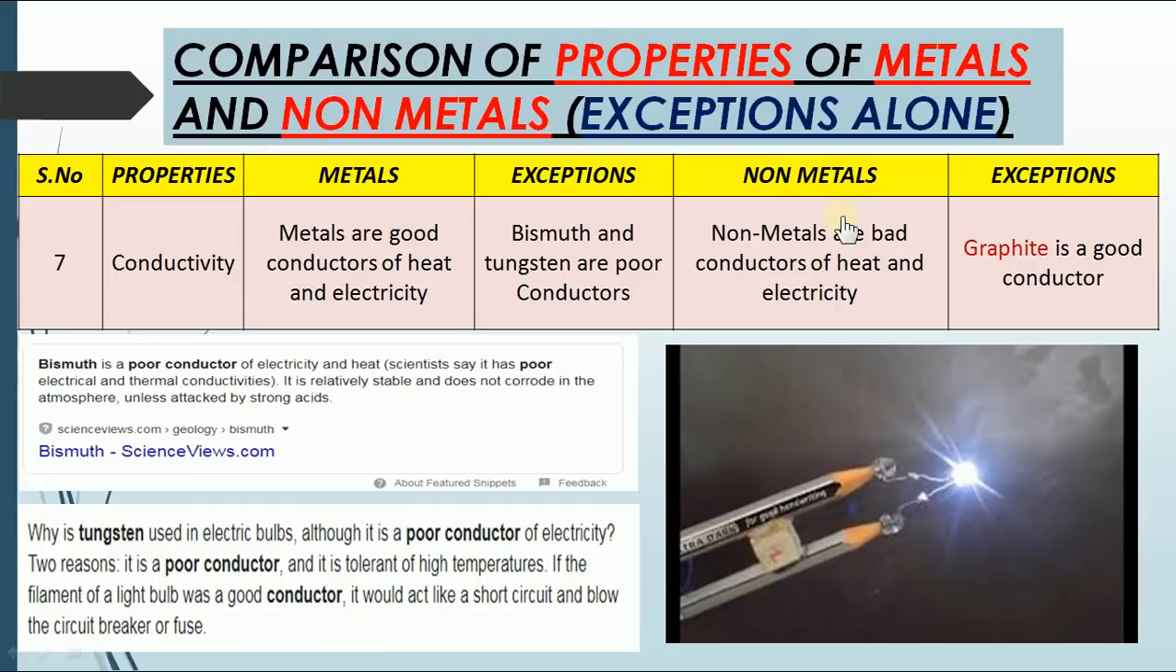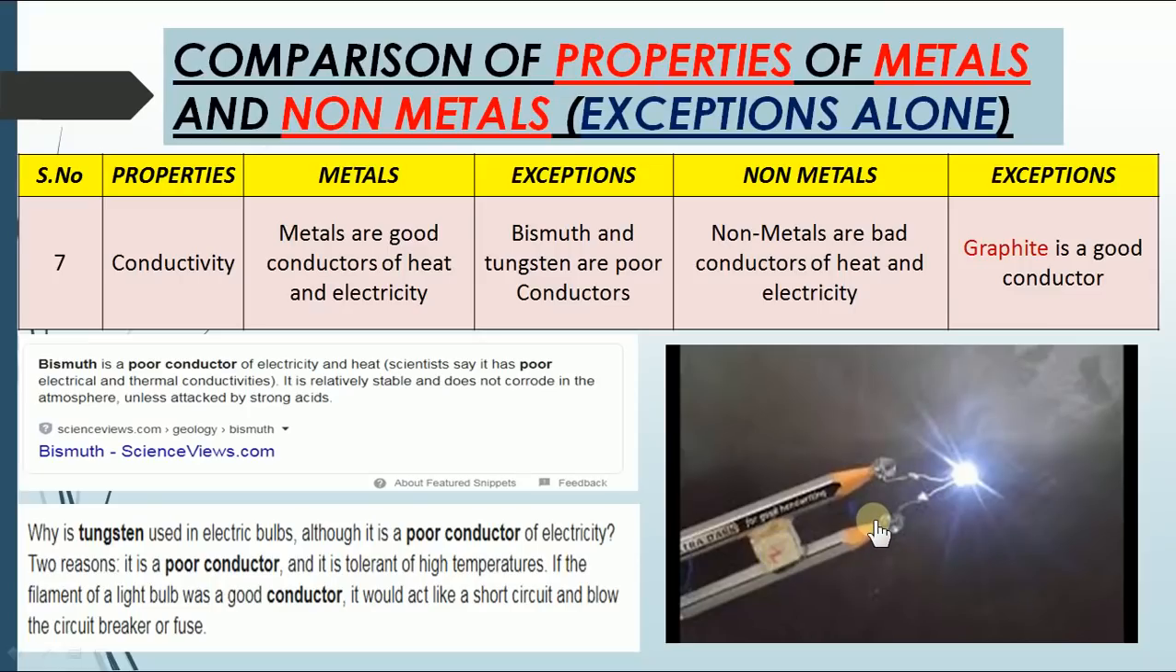Now, generally non-metals are bad conductors of heat and electricity, but graphite is a very good conductor, because I told you in graphite each carbon has a free electron. So the free electron can jump from one carbon atom to another carbon atom, which makes graphite a good conductor. You could see the picture here. The graphite present in the pencil conducts electricity.